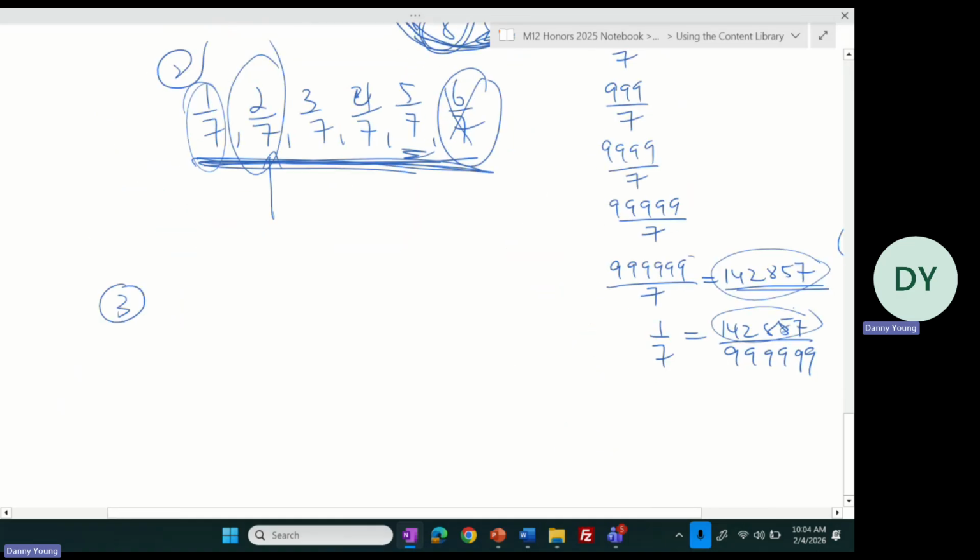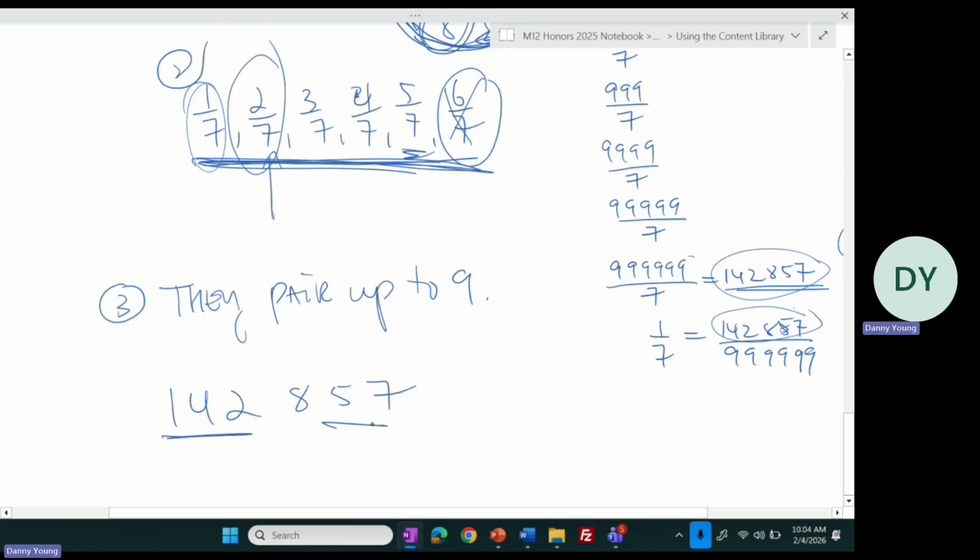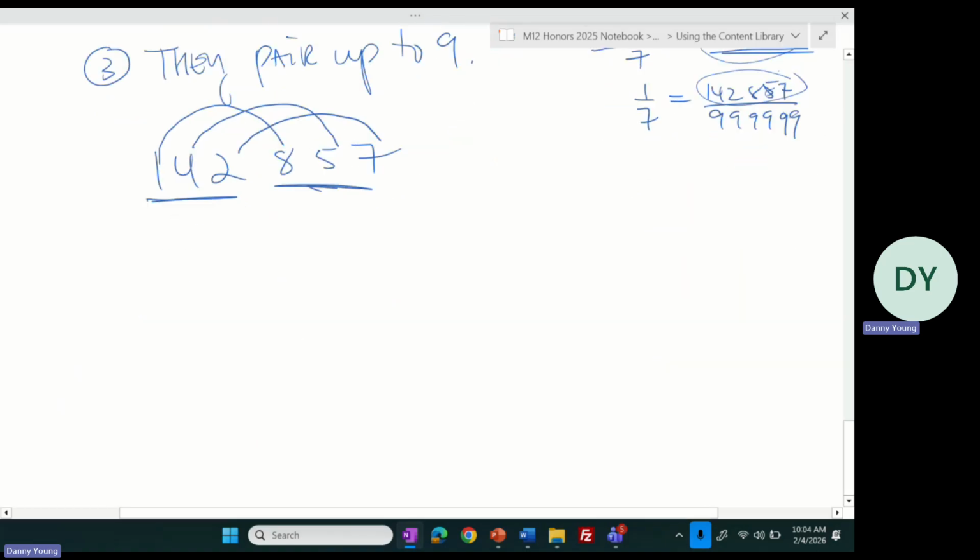Next one, the third important thing is that they pair up to 9. What I mean by that is when you look at the numbers 1, 4, 2, 8, 5, 7, they always have this pattern where you cut into 2 parts. 1 plus 8, 4 plus 5, and 2 plus 7 are also 9. They always add up to 9. Did I show you this before? Okay, let's move on from this.